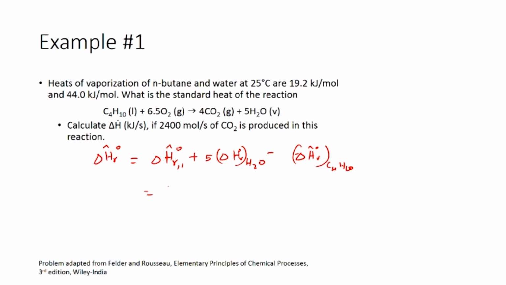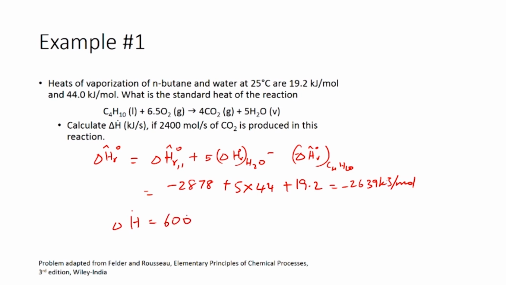So, your new heat of reaction would be minus 2878 plus 5 times 44 plus 19.2, giving you a value of roughly minus 2639 kilojoules per mole. Now, for the same 2400 moles of carbon dioxide to be formed, the enthalpy change will be different. Delta H dot would be equal to 600, which is the extent of reaction, times the new heat of reaction for this third reaction, which is minus 2639, giving you a total change in enthalpy of minus 1.58 times 10 power 6 kilojoules per second.